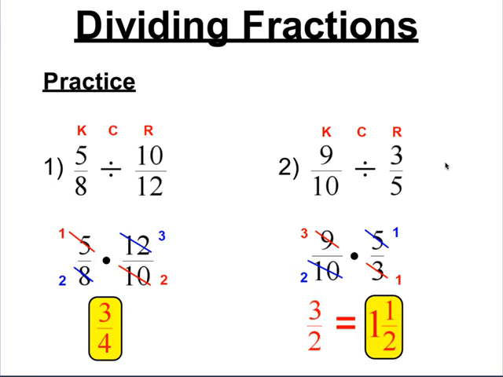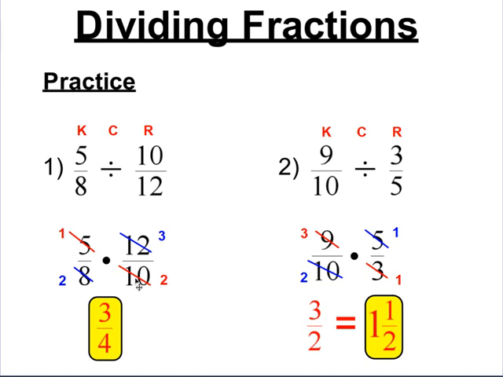Okay, here are your answers. So you can see, the first thing I did, and I suggest that all students do this, write the KCR for keep, change, reciprocate above each problem. That'll help you remember what to do with each step. So here, for problem 1, I kept 5/8, I changed the division to multiplying, and I reciprocated 10/12 to make it 12/10. After I did that, I have a multiplication problem down here, and I looked for simplifying.